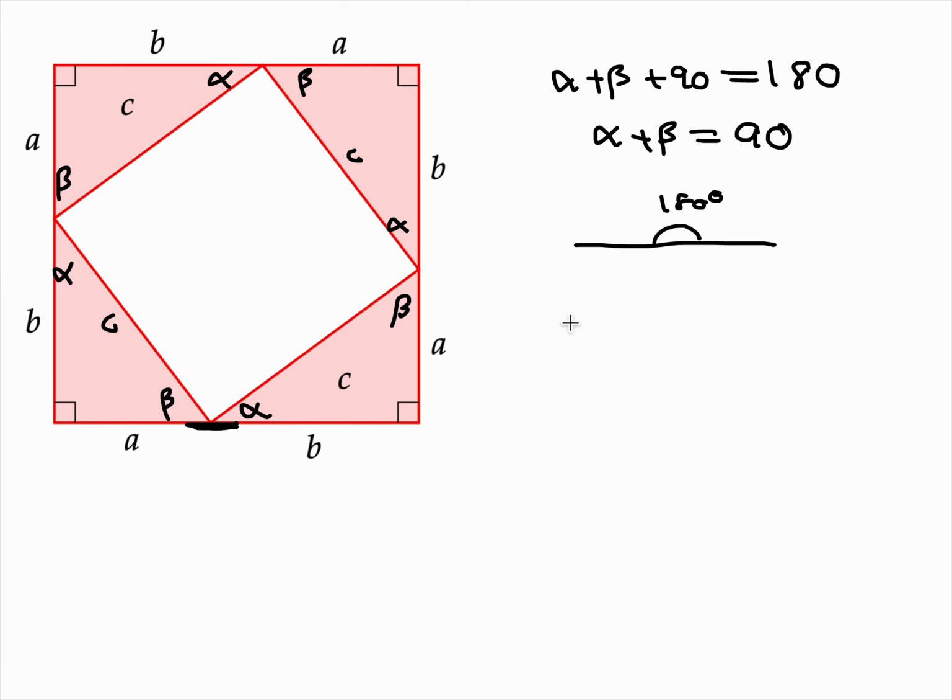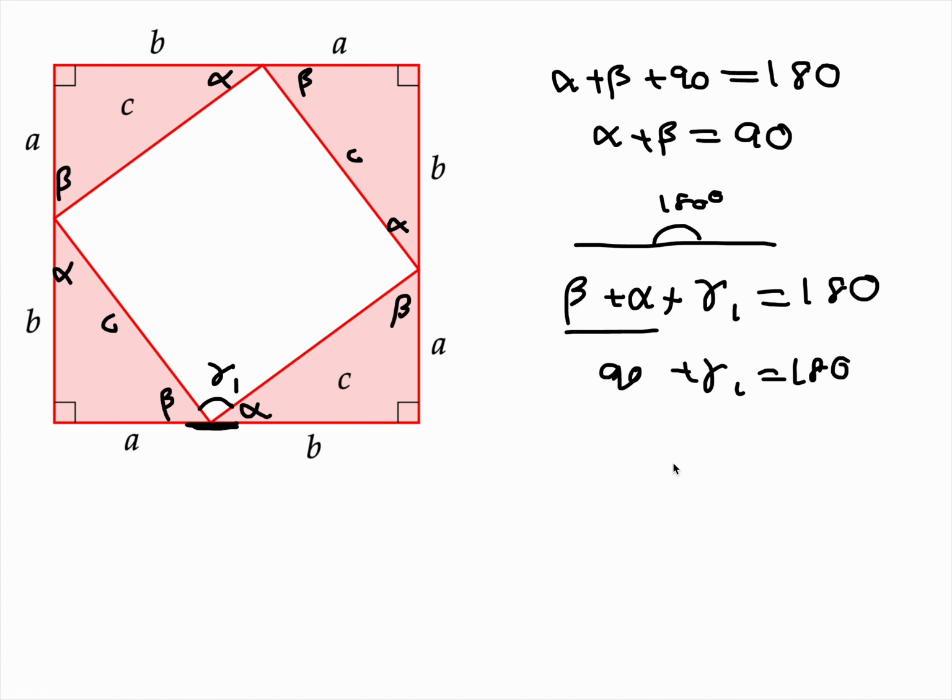And so using that, we know that beta plus alpha plus this angle right here that I'm going to call gamma sub 1 has to equal 180 degrees. And so subtracting this, we know that beta plus alpha is 90 and plus gamma 1 equals 180. Subtracting from both sides, we have that gamma sub 1 is exactly equal to 90 degrees. So we know that this is a right angle.